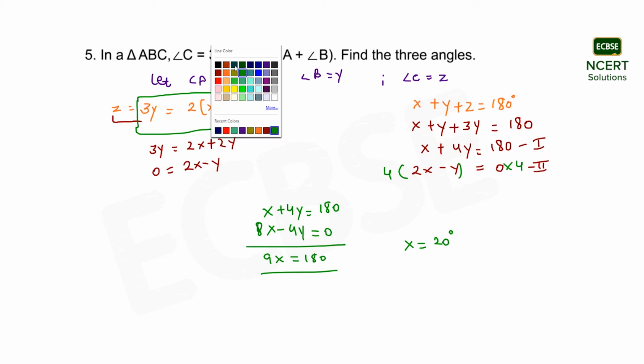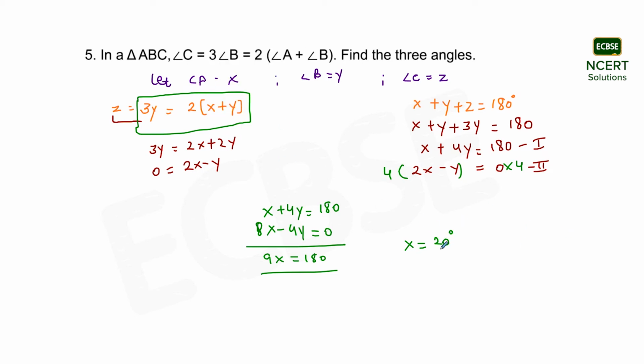Now in order to get the value for the variable y, I need to substitute this value of x in any of the equations, either first or second, the choice being yours. Let me be substituting this value of x in the second equation. So it will be 2 into 20 minus y is equal to 0, or y comes out to be equal to 40 degrees. Now in order to get the value for the third variable, that is z, I'll be substituting the value of y over here.